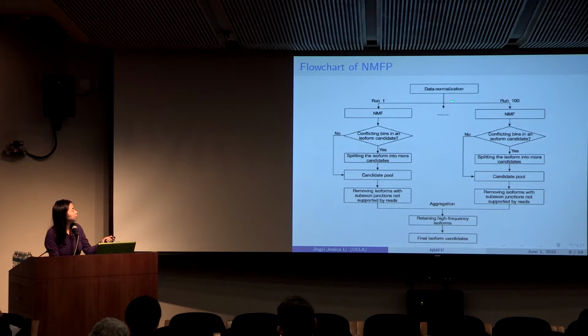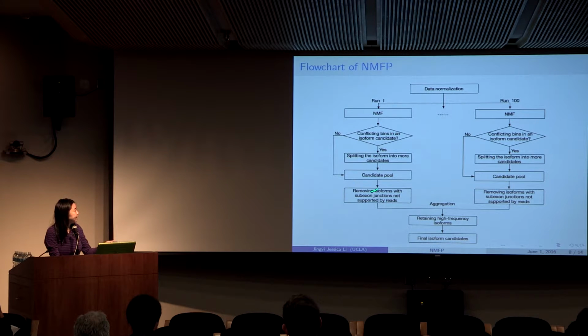So this is the flow chart of our software. For this talk, I'll skip those technicalities and just talk about the application results of this method. First we go through a data normalization step, and to handle the issue that NMF does not give a unique solution, we take multiple runs of NMF on the same data. The default is 100 runs, and in every run we process the result, for example by removing conflicting bins and splitting invalid isoforms into more isoforms, and then we get a candidate pool.